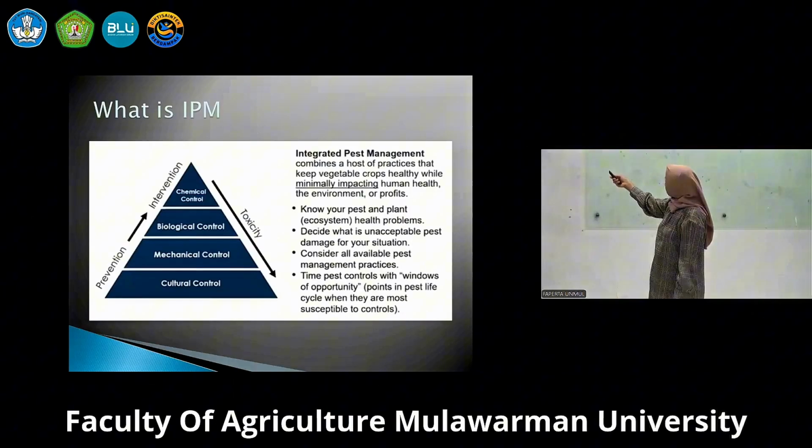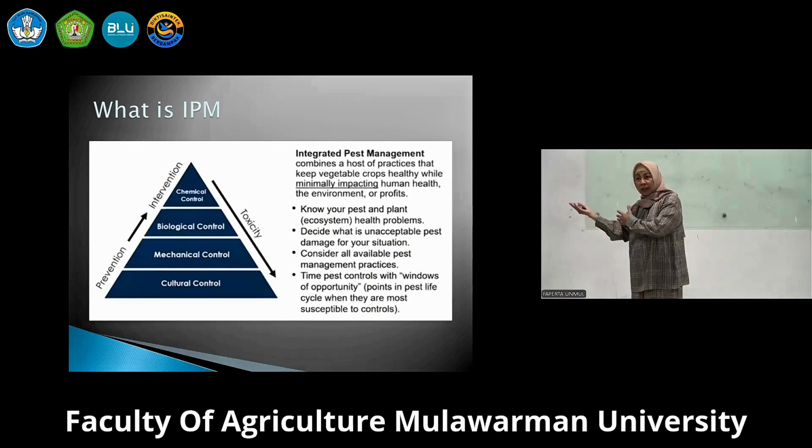Okay? Now we go with the cultural control and then go to mechanical control and then biological control. Why is the mechanical control above the cultural control, not vice versa? You see that the biological control still has more risk compared to the mechanical control.